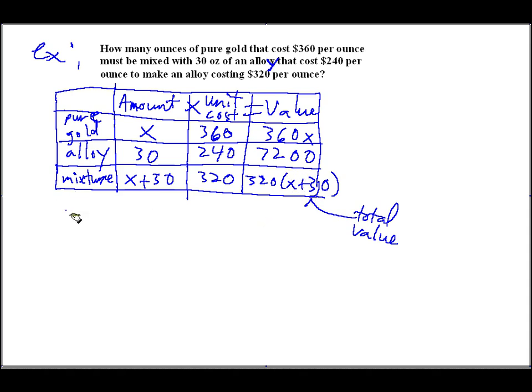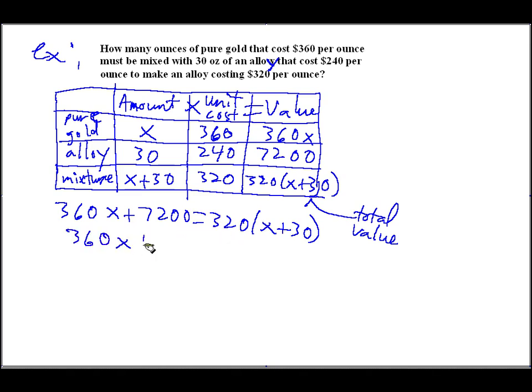So therefore, the equation we're solving is 360x plus 7200 equal to 320 times x plus 30. All right, can we see that? Okay, so that's the result that we get here in terms of the equation. So let's go ahead and finish solving this equation. So 360x plus 7200 equal to 320x plus 320 times 30, punch out the calculator, that's equal to 9600. No big deal, take your time with that.